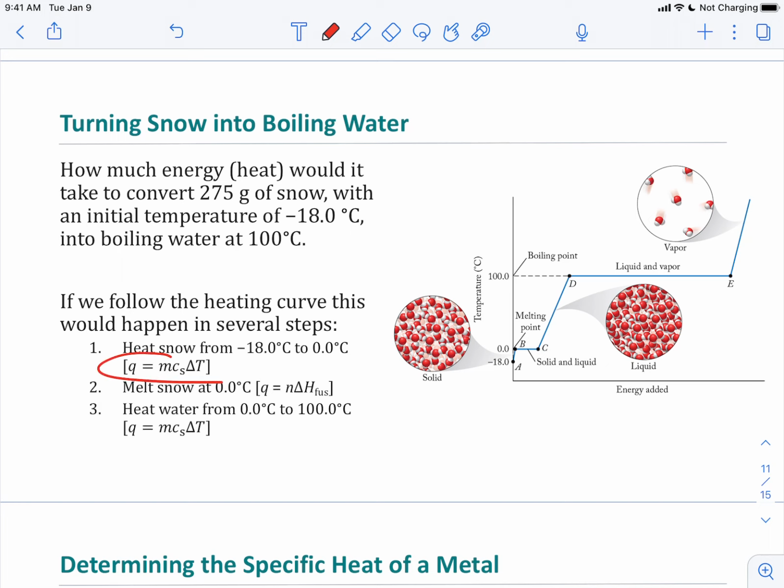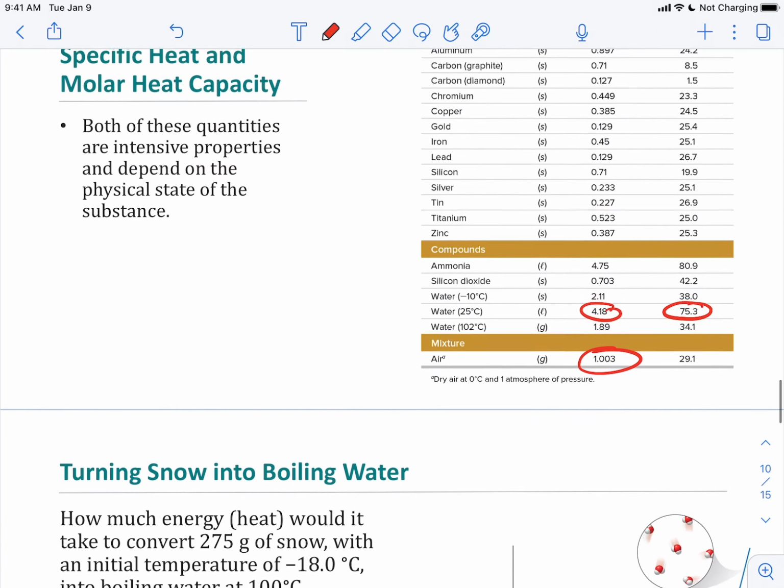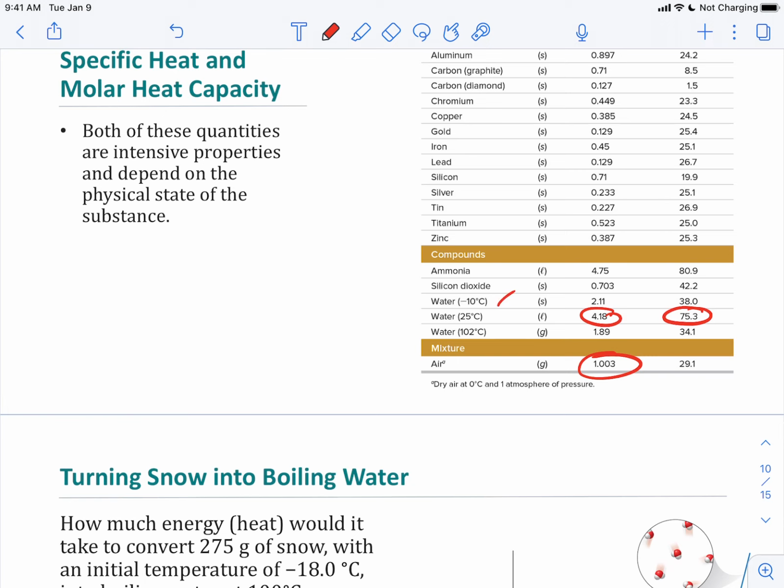Q equals mc delta T, that's the amount of substance, the specific heat capacity, and the change in temperature. So I can figure out how much energy is needed to raise the temperature of ice from minus 18 degrees C to 0 degrees C. All I need is the specific heat capacity of the ice, the mass of the ice, and then the initial temperature, and we'll be heating this up to 0 degrees C, so the change in temperature, delta T, will be 18 degrees C. And here you have water at minus 10. We don't have minus 18, but you can use that because the heat capacity doesn't change that much for different temperatures of the ice.